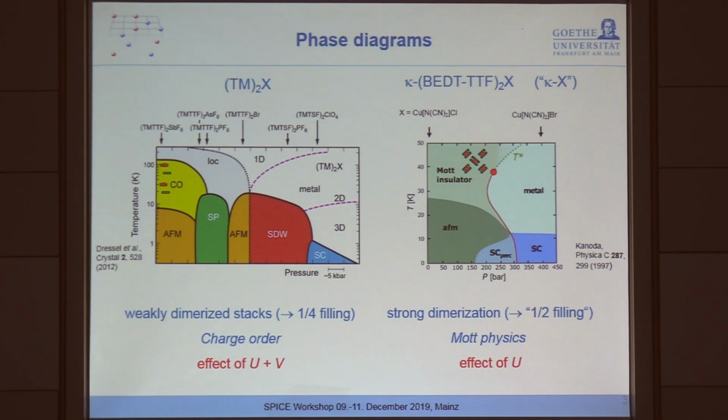We have one hole per dimer, so we are in the half-filled limit, and Mott physics is expected. And in fact, what we find here in this kappa-type ET-X is a first-order Mott metal-insulator transition. And this is governed by a single parameter, U, or U over bandwidth.